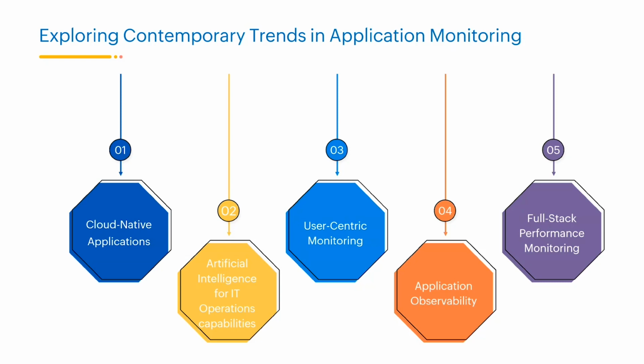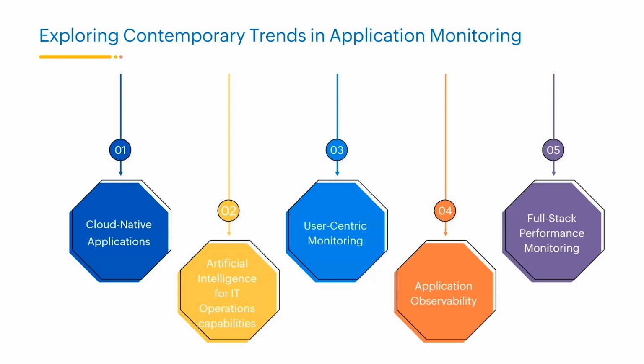Last is full stack performance monitoring. The goal of full stack performance monitoring is to identify and address performance issues across the entire application stack, from the front end user interface to the backend server infrastructure. Also, monitoring the various layers of the stack, including the application code, server response time, and database queries, can be achieved by collecting real-time data on various performance metrics like response time and error rates.